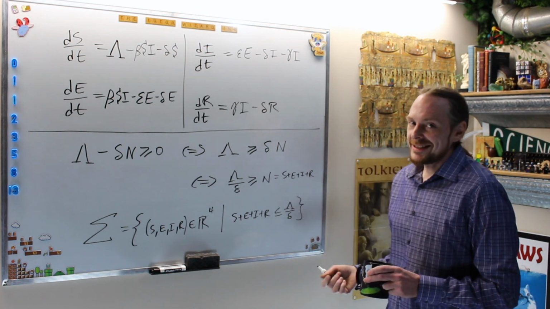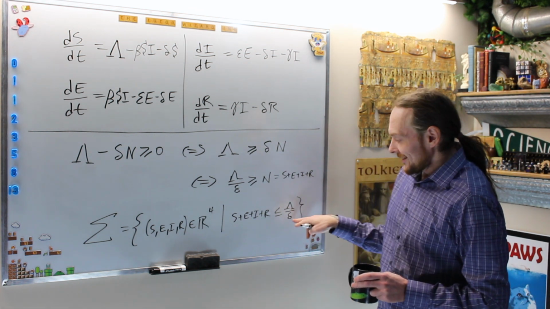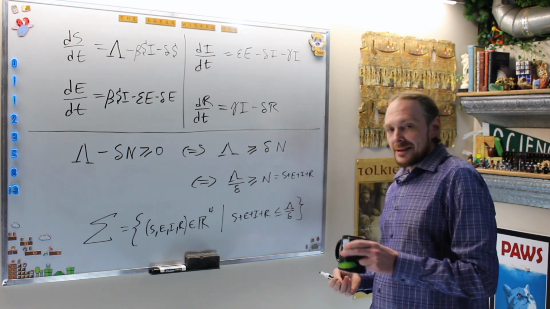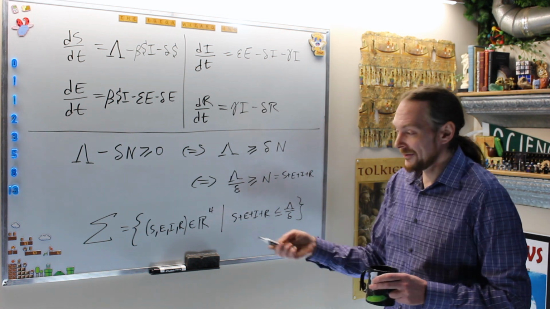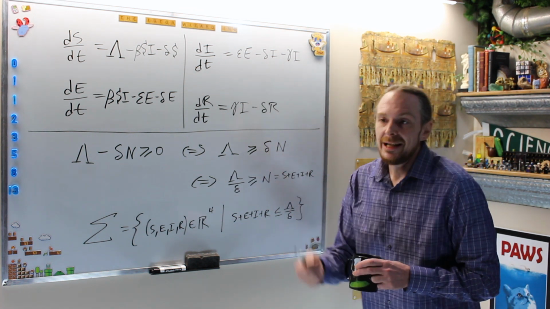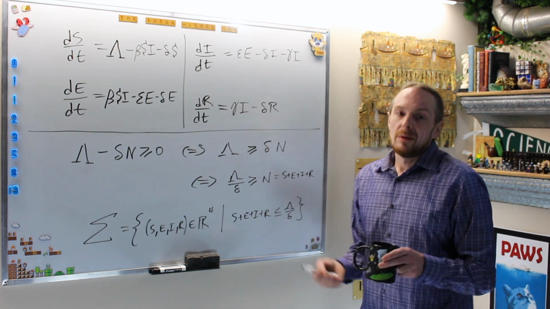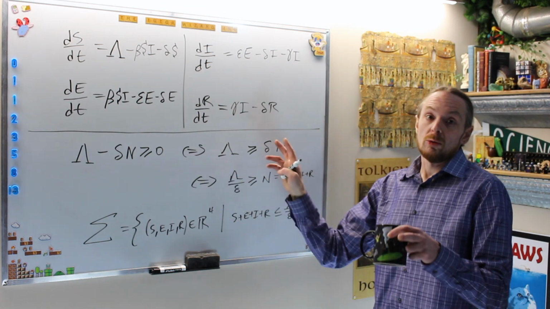Remember, in most of these cases, lambda is essentially the birth rate of the population and delta is the death rate. So this is the birth rate over the death rate. But this is the feasible region they're talking about. So we're going to look for disease-free and endemic equilibria, when the disease doesn't spread and when the disease spreads, inside this feasible region.